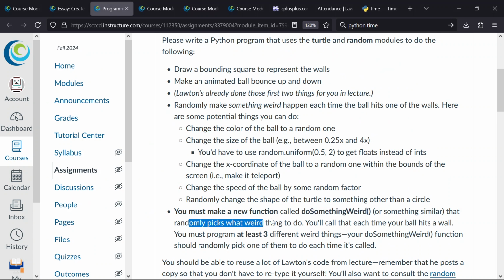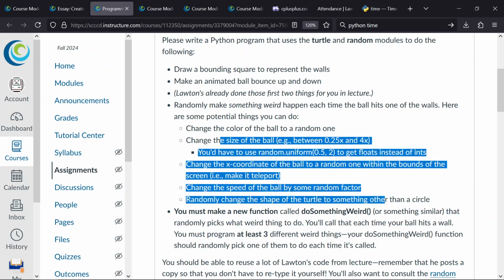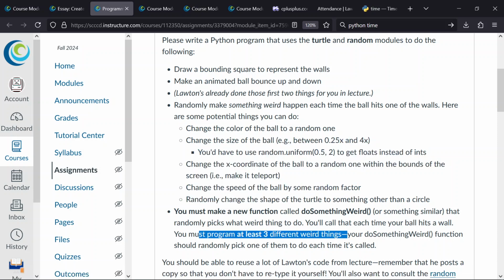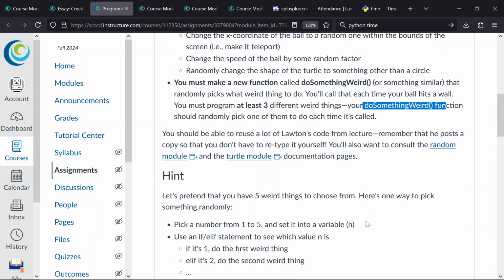And that will flip a coin and pick some random thing that it could possibly do, all right? So you'll call that every time the ball hits the wall, and I want you to have at least 3 magical random things that could happen. So don't just only do color. Do at least 3 different weird things that could possibly happen every time the ball hits the wall, all right? So do_something_weird is like flipping a 3-sided coin or rolling a 3-sided die and picking one of those, okay? At least, all right?